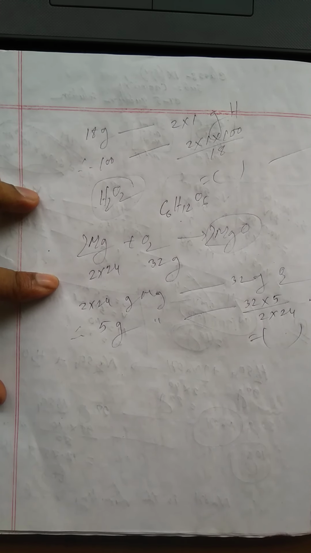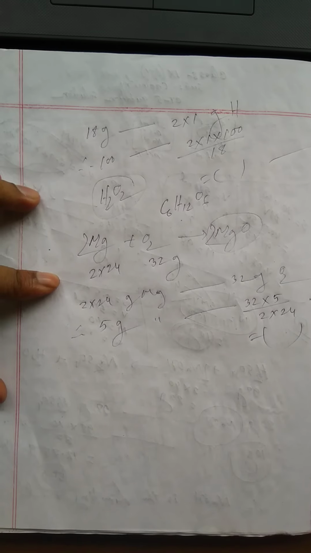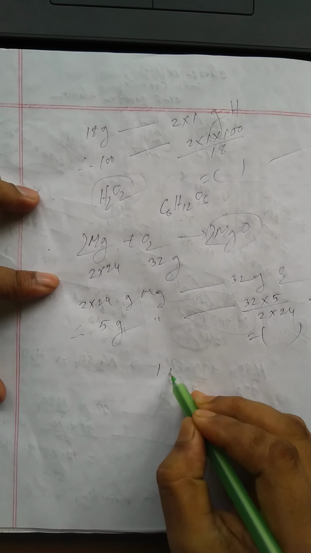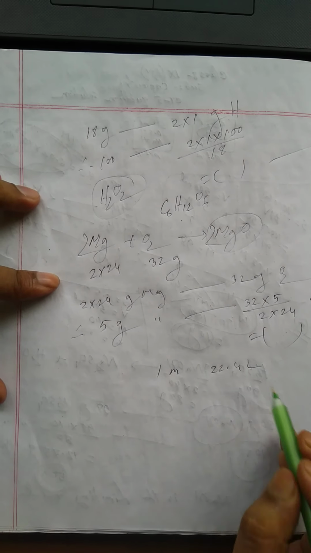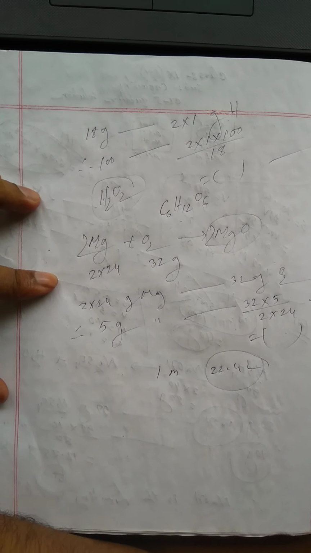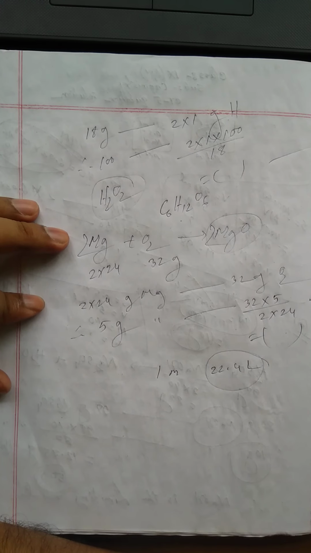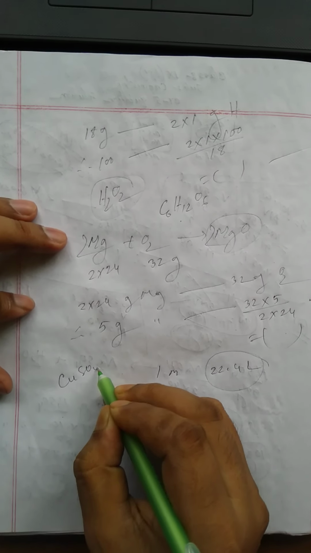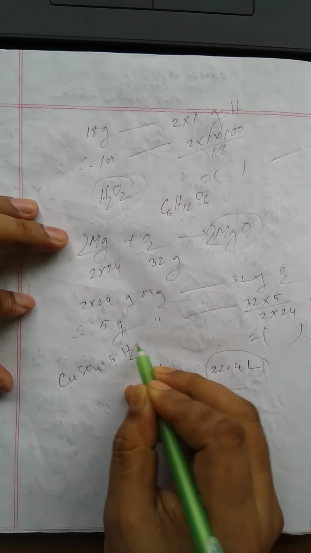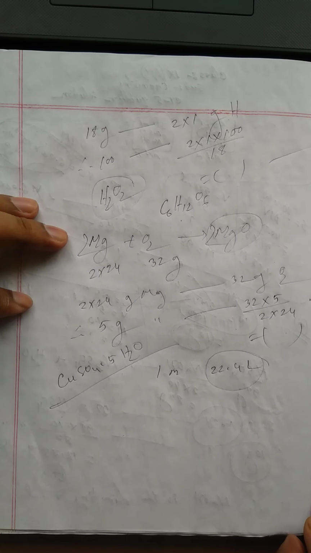What is the volume of 1 mole gaseous substance? We know 1 mole gaseous substance occupies 22.4 liter. So 22.4 liter is the volume of 1 mole gaseous substance. Next, what is the formula of blue vitriol? CuSO4 and 5H2O. This is the formula of blue vitriol.